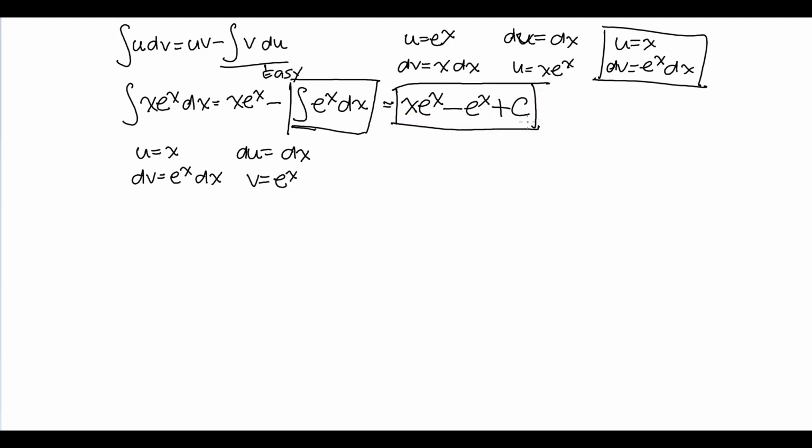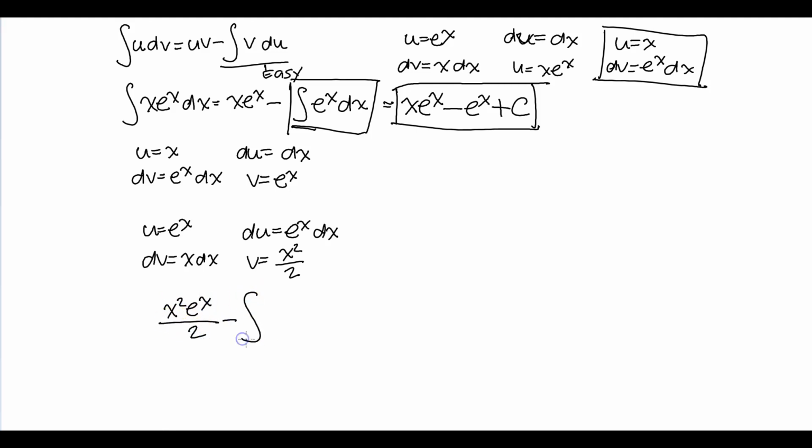What if we picked a bad choice? What happened if we picked our first choice? You would get u times v. Okay, so if u equals e to the x and dv equals x dx, then du equals e to the x dx and v equals x squared over 2. So what we would have is x squared e to the x over 2 minus the integral of v du, x squared e to the x over 2 dx.